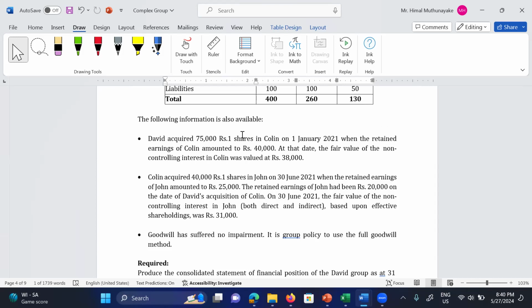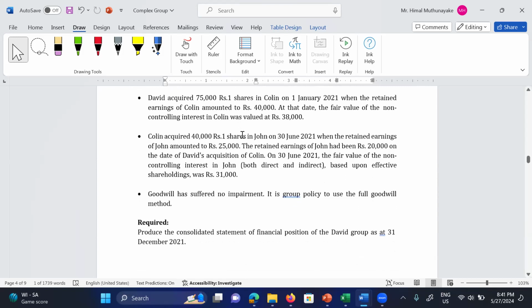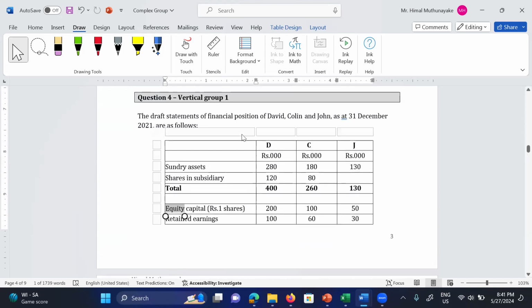Colin acquired 40,000 rupees one share in John on 30th June 2021 when the retained earnings of John amounted to rupees 25,000. The retained earnings of John had been rupees 20,000 on the date of David's acquisition of Colin. The fair value of the non-controlling interest in John, both direct and indirect, based upon effective shareholding was rupees 31,000. Goodwill had suffered no impairment. It is group policy to use the full goodwill method. The requirement is to produce the consolidated statement of financial position. Try to do this question.